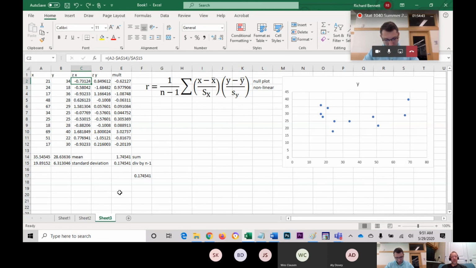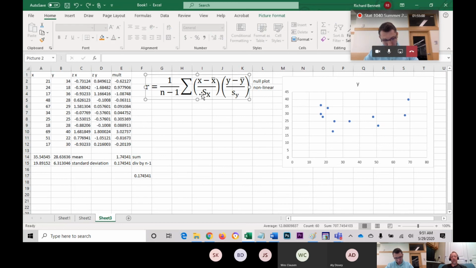Another mistake is to skip a step. But this will definitely be a test question. I don't know that I made you do any of this on the homework, but I will make you do this on the test. And you can have that formula. You'll just need to memorize those steps if you like to memorize things.